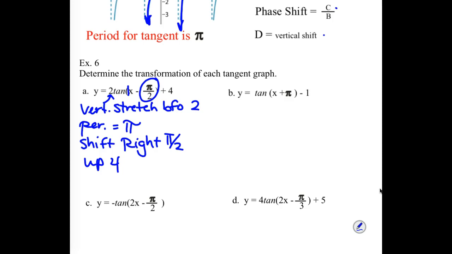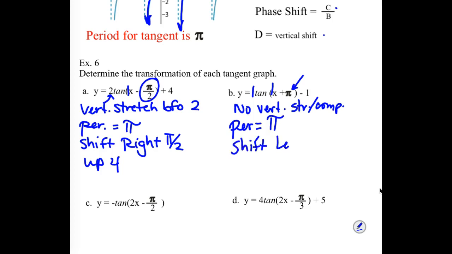For our next one, our A value is 1, so there's been no vertical stretch or compression or flip. Our B value is 1, so our period is still 1 pi. We have a phase shift there. We are shifting left 1 pi, and we are shifting everything down 1.